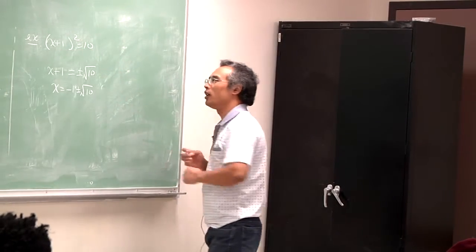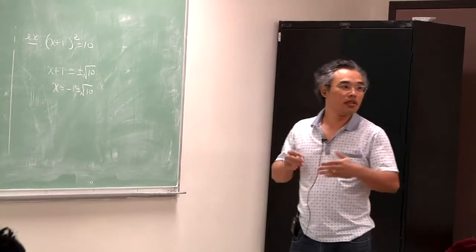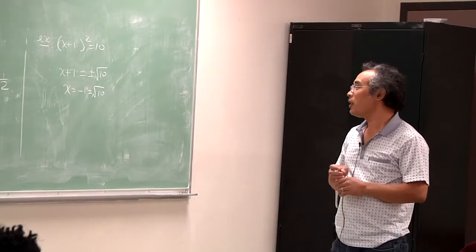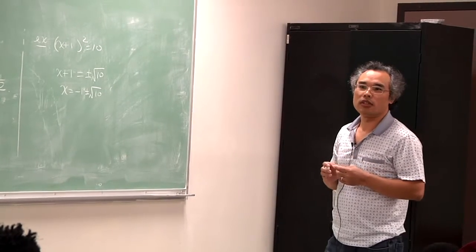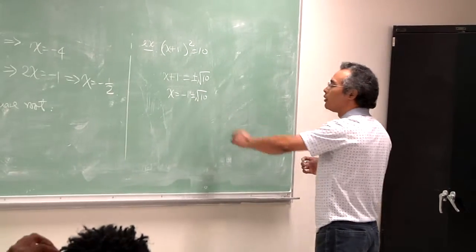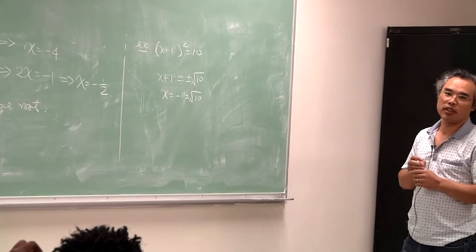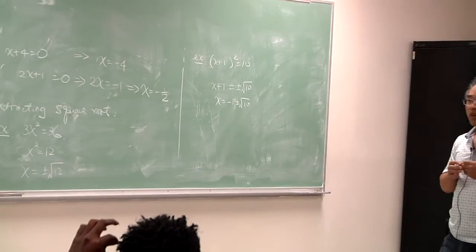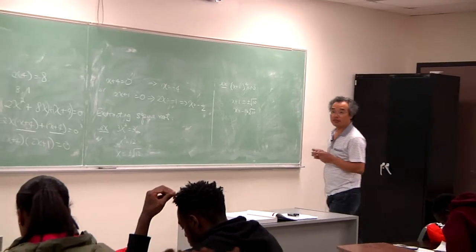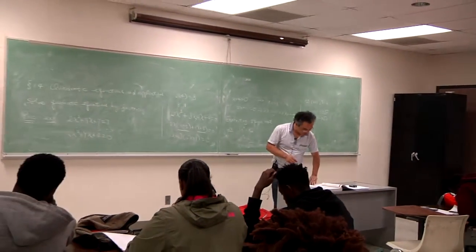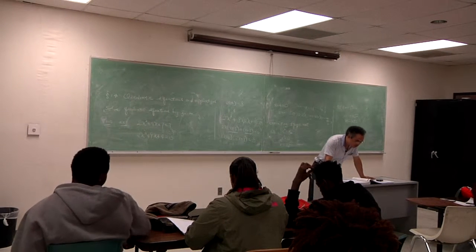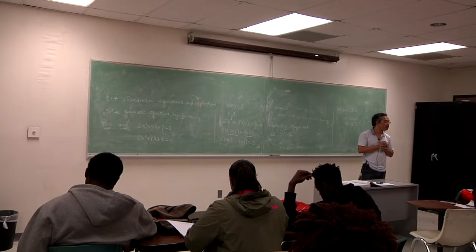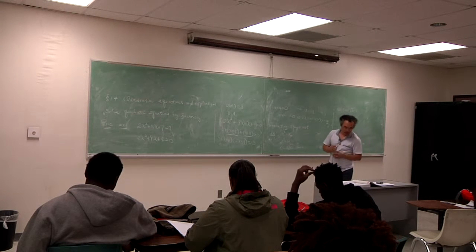You can FOIL the left side and then try to use the first method. You try to use the factoring method to solve it. It'll be not so easy because again there are some radicals involved. Okay, so in this case it would be much better to use extracting square root. Okay, so that's the second method. Any questions so far before we go to the next method? Okay, so this is the second method.